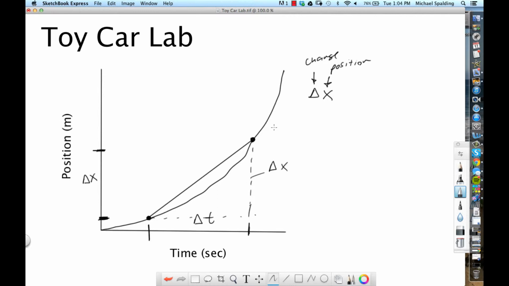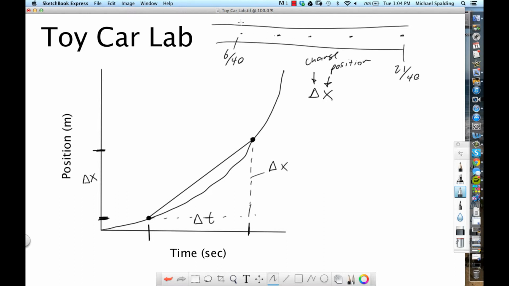I'm sorry, number 5? Number 5 wants you to do it from the graph, and then part A, let's see, wants you to figure out the average velocity using the paper tape. How would you figure out the average velocity between these 2 points with the paper tape? If this is your paper tape right here, you've got these dots. You're going to find 6/40ths, and then down the paper tape you're going to find 21/40ths. You're going to get out the meter stick and measure the distance between those 2 points. That's your delta x. Measure how far the car went from one dot to the next dot, and then divide by the time. What's the time from 6/40ths to 21/40ths?